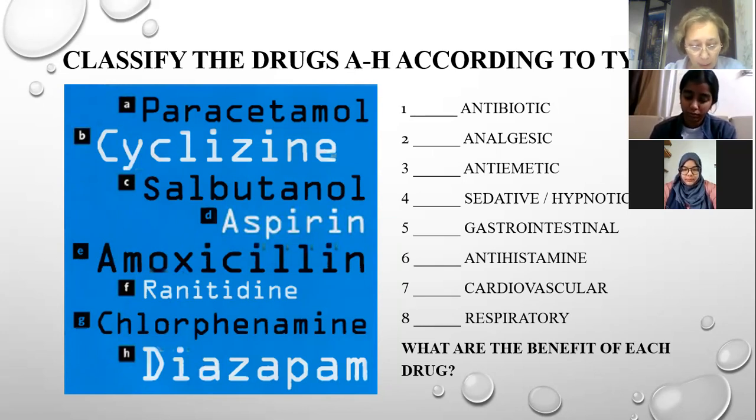So the types of drugs are antibiotic, then analgesic, then antiemetic, then sedative or hypnotic, gastrointestinal, then antihistamine, cardiovascular, and respiratory, right? So can we just identify antibiotics here on this list of drugs?